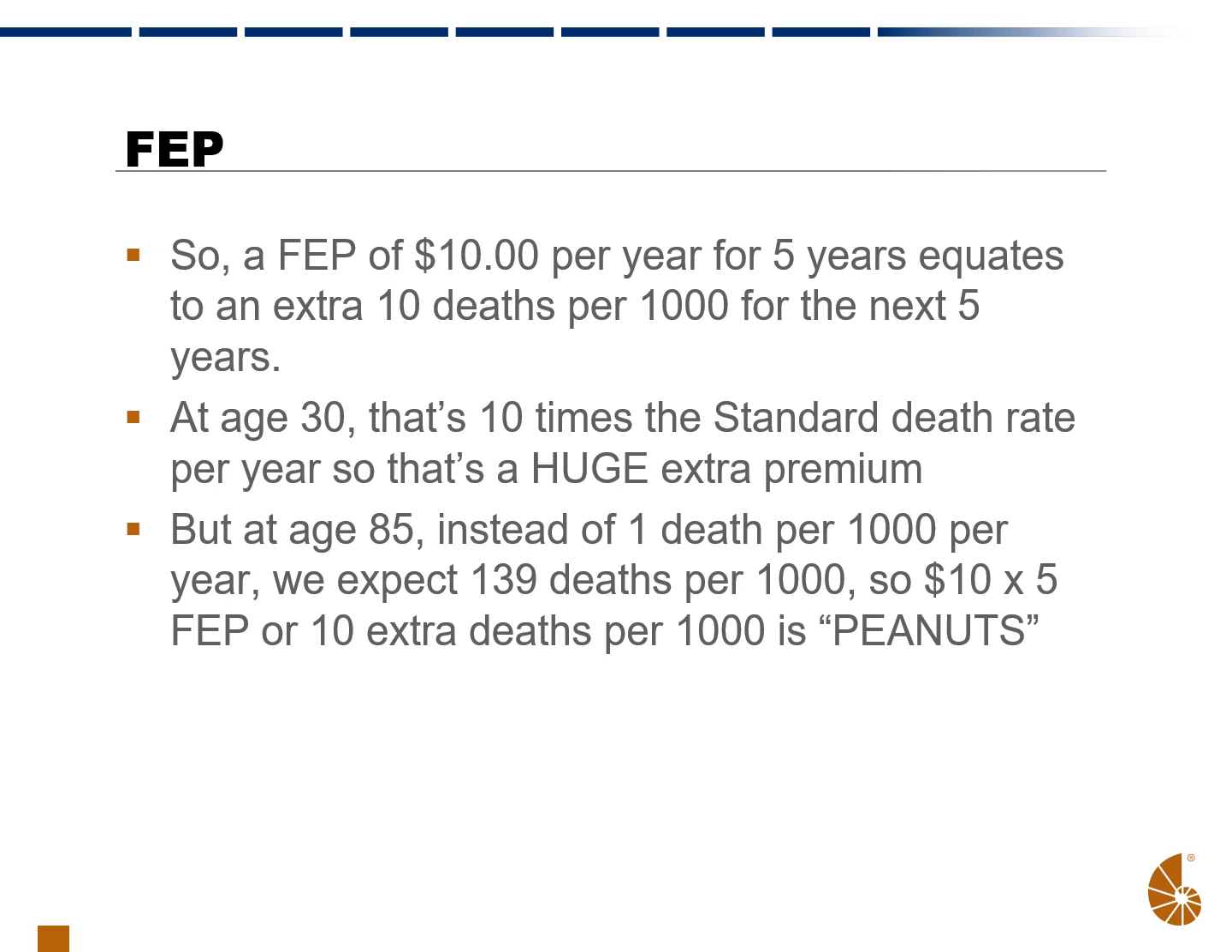So at age 30, that's 10 times the standard death rate per year, which is a huge extra premium, because we said at age 30 only 1 death per 1,000 was standard. We're charging $10 per year per 1,000. So we're charging a huge extra premium at age 30.